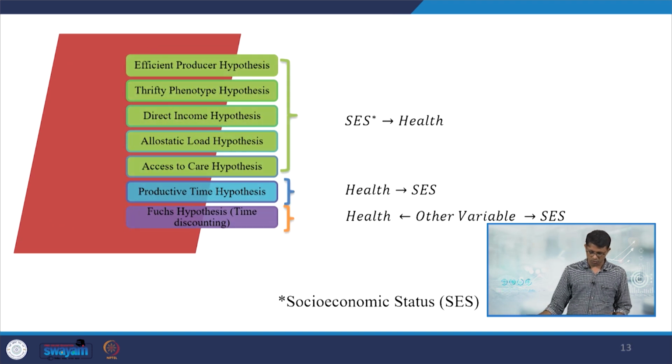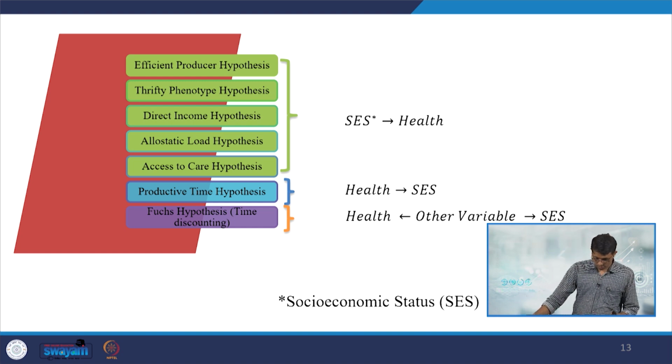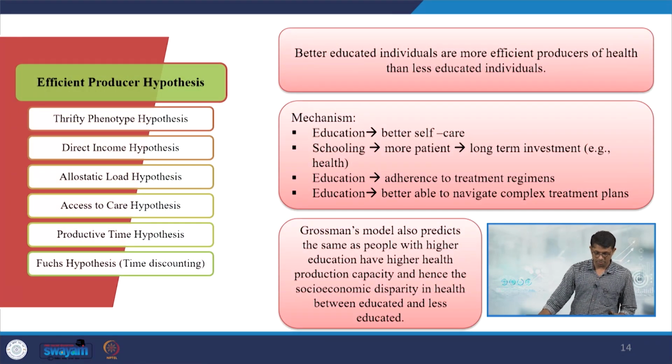One is called the efficient producers hypothesis. Even the first five are emphasizing socio-economic status, which has implications on healthcare, and the other two are a little different. They start with, like, the productive time hypothesis, which emphasizes the role of health, how it has a connection with socio-economic status, how health implies different socio-economic status. Whereas the Fuchs hypothesis is largely on time discounting. We also discussed this to some extent in our earlier lecture, and that is basically emphasizing the discounting method. And they have discussed the role of other variables, how other variables have implications on socio-economic status as well as on healthcare. So we will be discussing each of them one by one. Here are the details. We start with the efficient producers hypothesis.